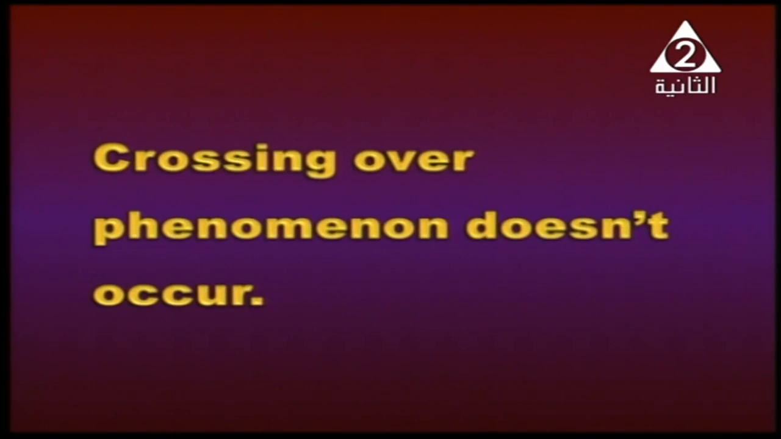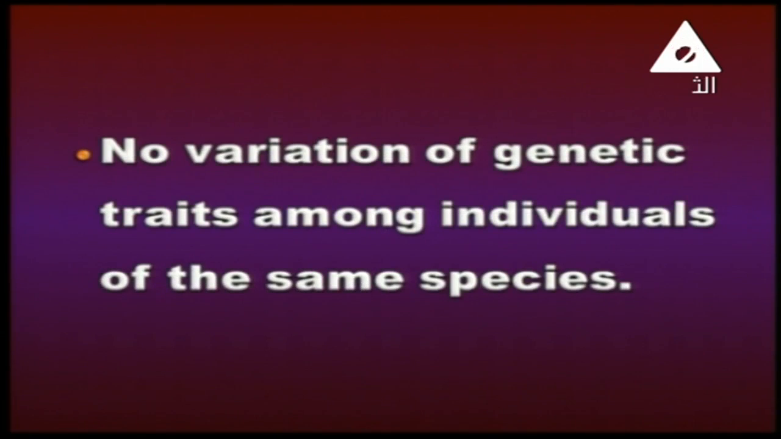What are the results if the crossing over phenomenon doesn't occur? What will happen when the crossing over doesn't occur? There is no variation of genetic traits among the individuals of the same species.